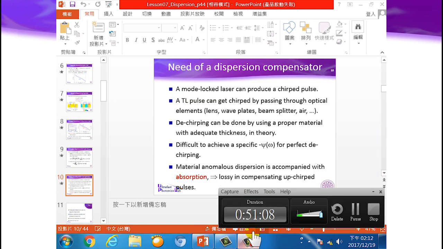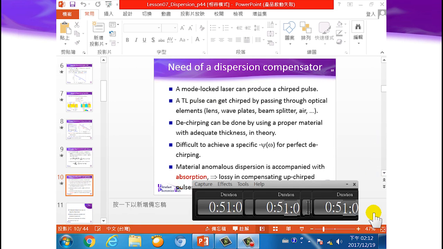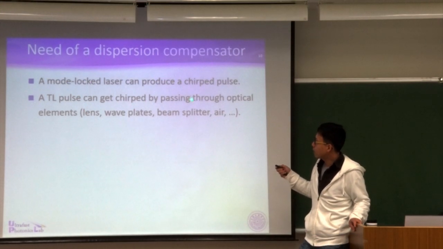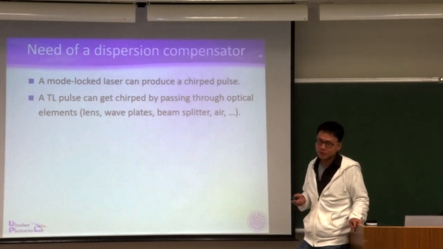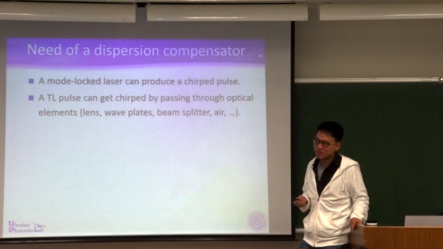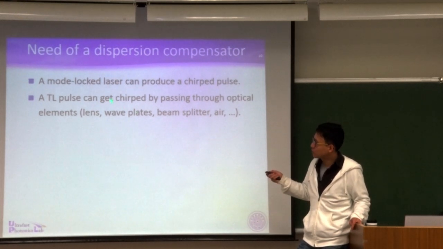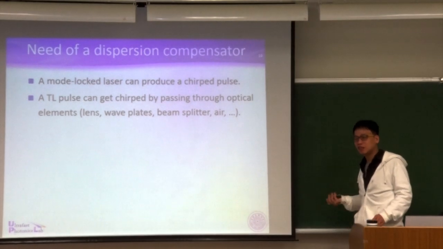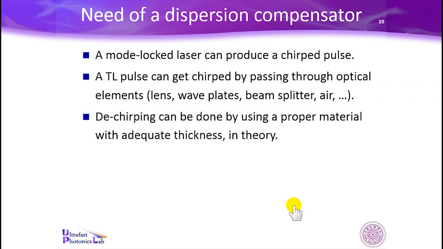Secondly, even if you can generate a transform limited pulse from your mode-locked laser, okay? It will get chirped by passing through optical elements. For any optical system, you need optical elements. And when your pulse passes through them, it gets chirped. So you still need a dispersion compensator to compress it back to the transform limit.